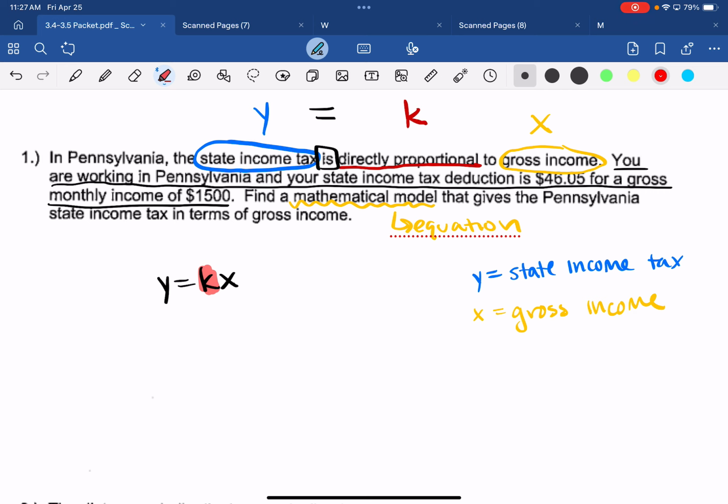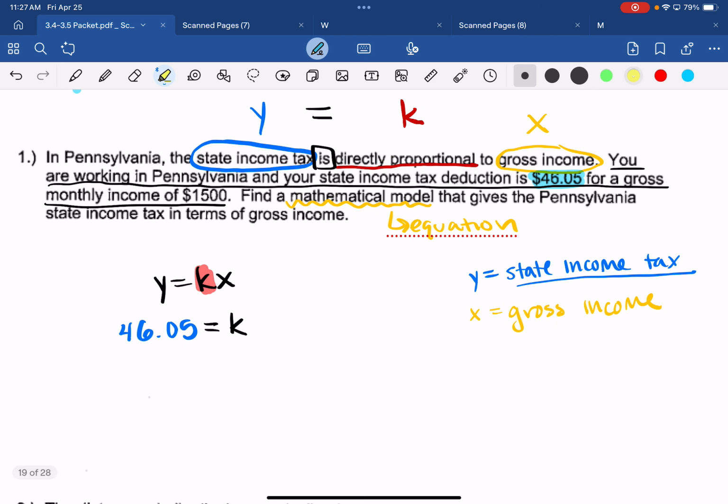So I'm going to plug in the two pieces of information that they give me. It says your state income tax deduction is $46.05. So I'm going to put my $46.05 in for the Y, because that's my state income tax. I bring down my sign, I bring down my K. And then it says I have a gross monthly income of $1,500, so that goes in for X. And now we just solve for K.